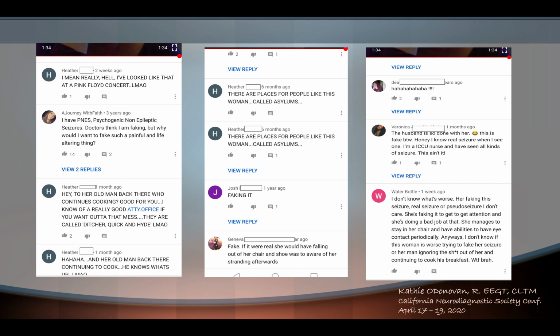And this last one, I don't know what's worse, her faking this seizure, real seizure, or pseudo seizure, I don't care. She's faking it to get attention, and she's doing a bad job at that. She manages to stay in her chair and have abilities to have eye contact periodically. Anyways, I don't know if this woman is worse for trying to fake her seizure or her man ignoring her and continuing to cook his breakfast. So that's what this patient runs into, and that's painful.